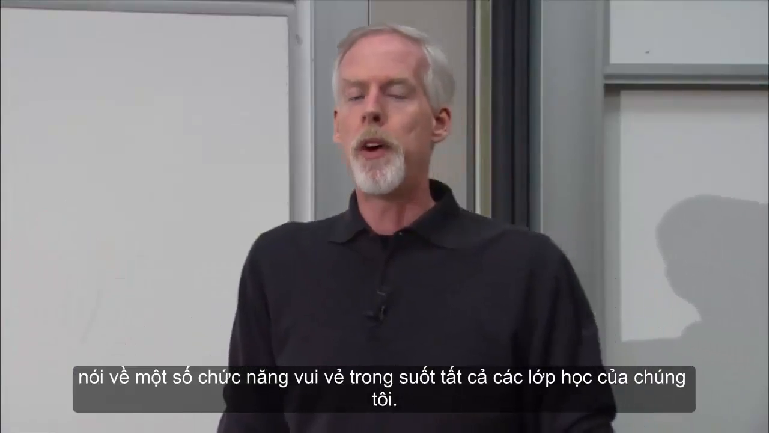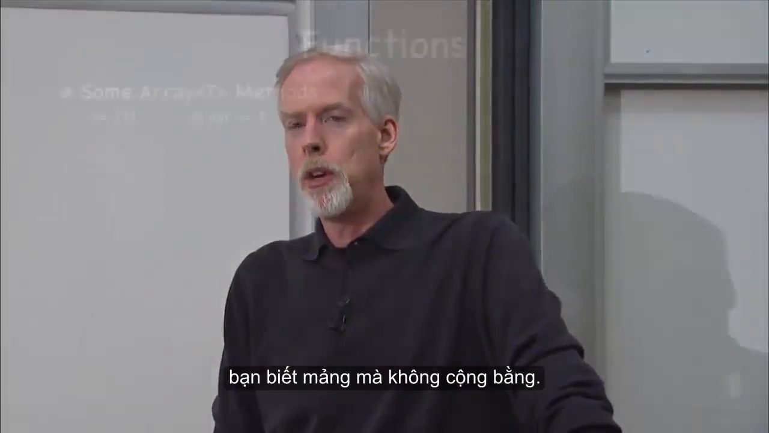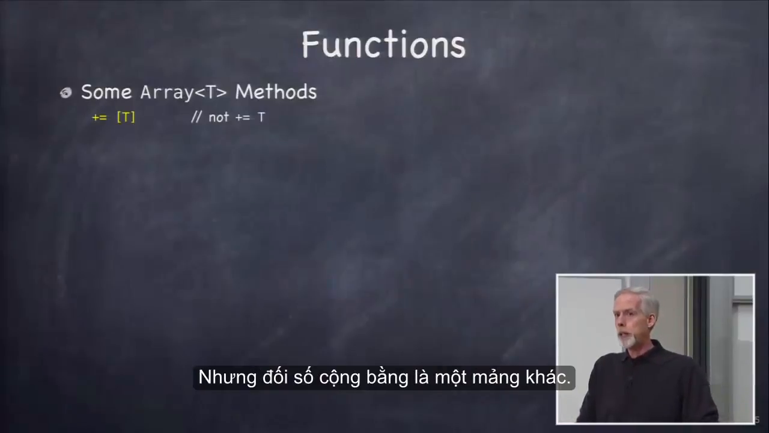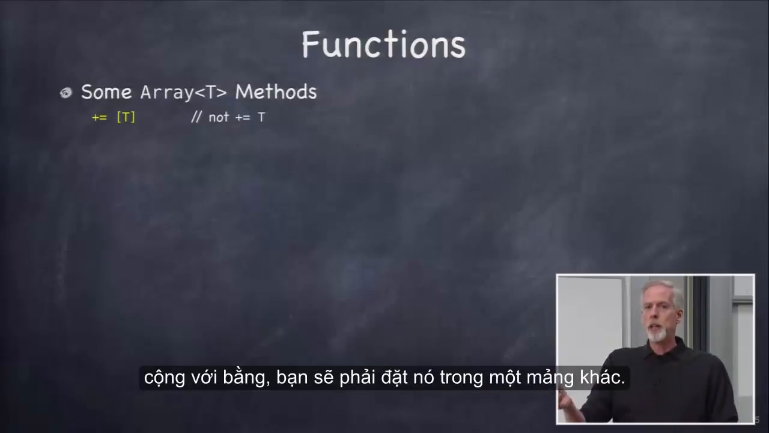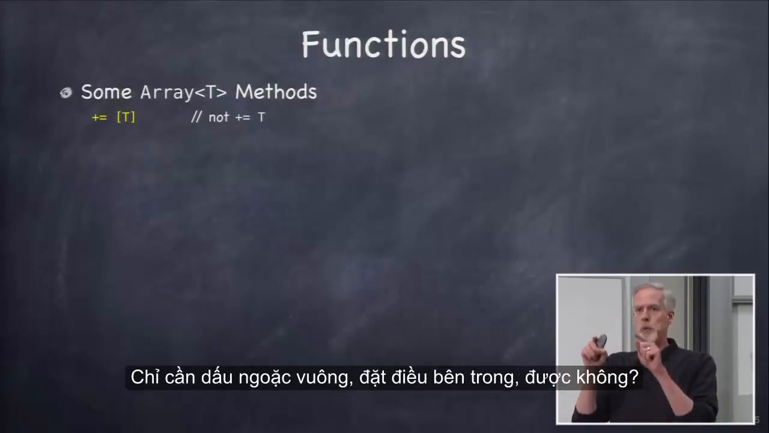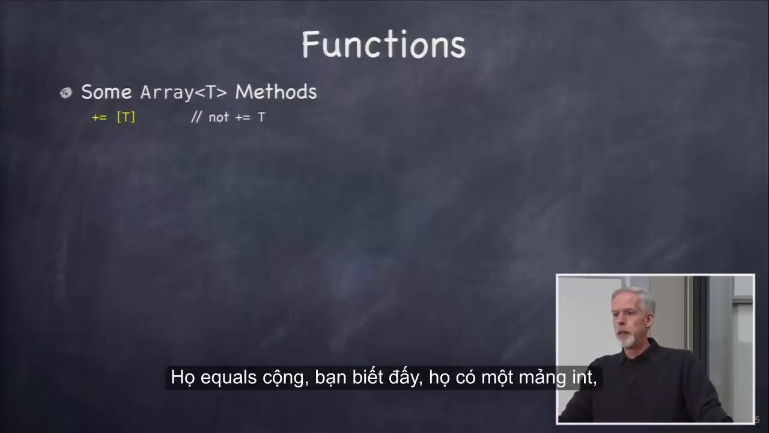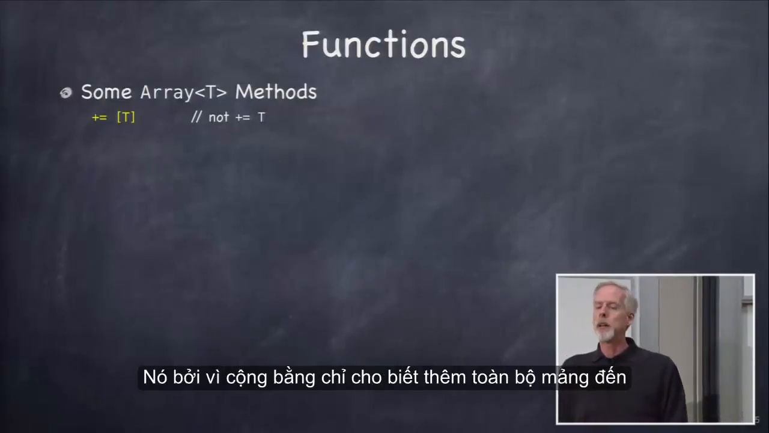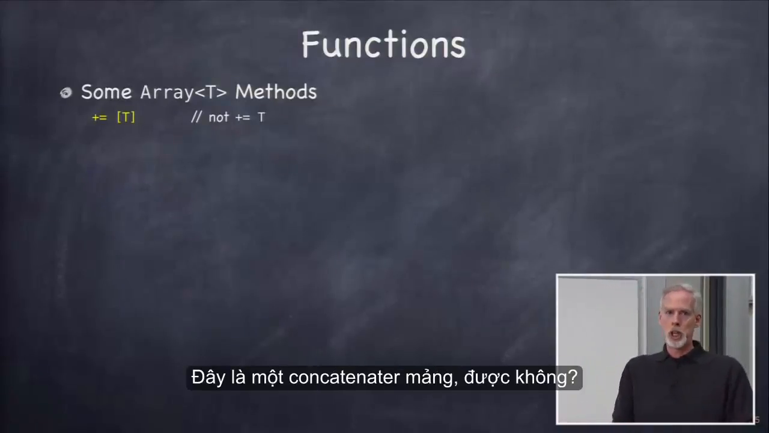Okay, so now let's just talk about some fun functions throughout all our classes, and we're going to start with array. First of all, you know that array does plus equals. You can say array plus equals, but the argument to plus equals is another array. Okay, so if you just want to add one thing to an array using plus equals, you would have to put it in another array, just square brackets, put the thing inside. Okay, some people get tripped up by this. They have an array of ints, and they say, my array of ints plus equals an int, and they're like, wow, why doesn't it work? It's because plus equal only adds whole arrays to other arrays. It's an array concatenator, okay?